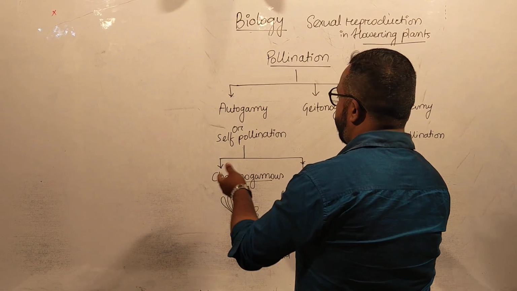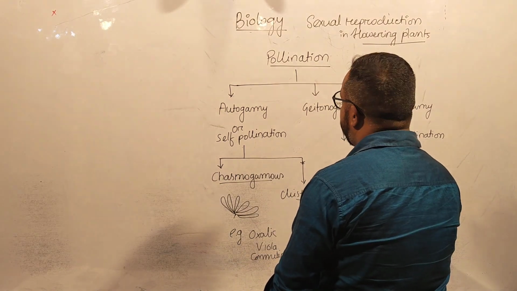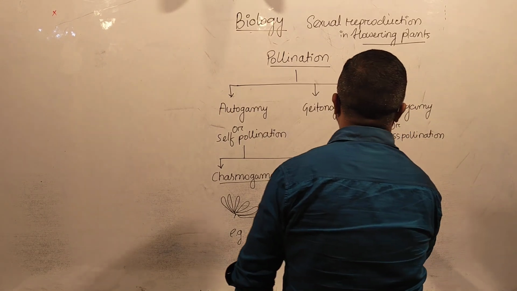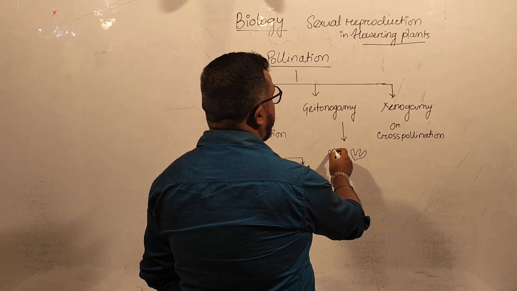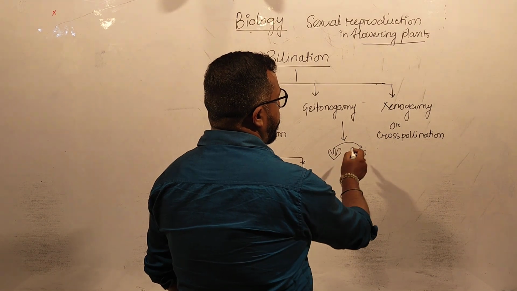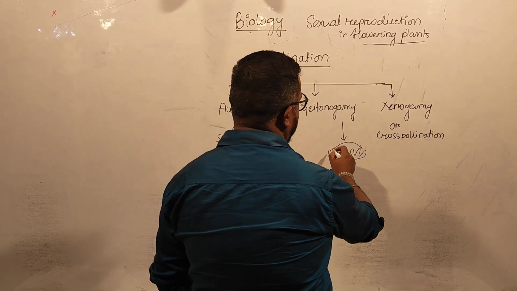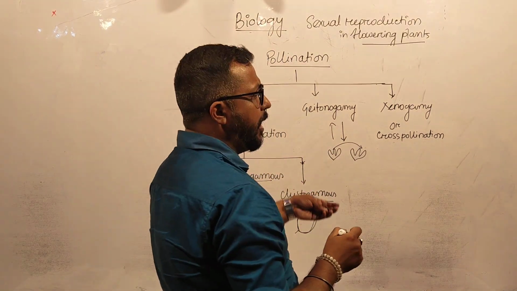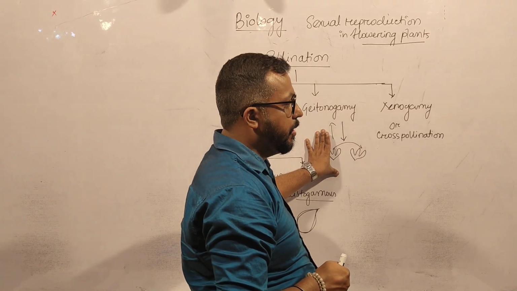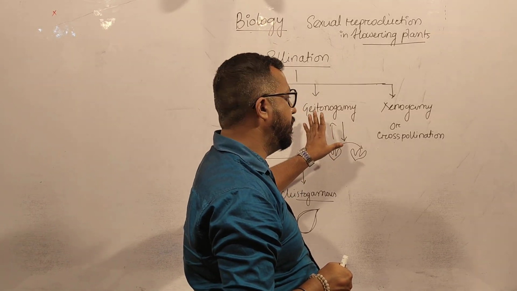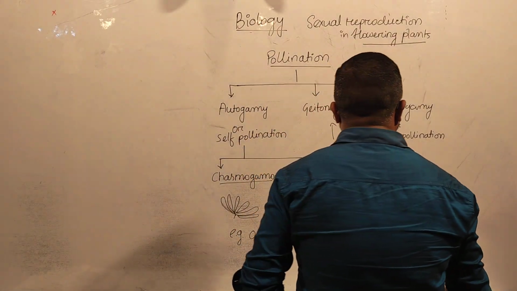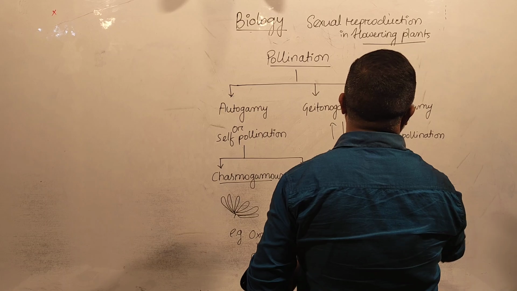Geitonogamy happens when, in the same plant, there are two flowers, and from the anther of one flower pollen is transferred to the pistil of another flower. That is called geitonogamy. Geitonogamy can actually be called autogamy, but practically, if we look at it, it is xenogamy or cross pollination. Now coming to the last one, xenogamy or cross pollination.